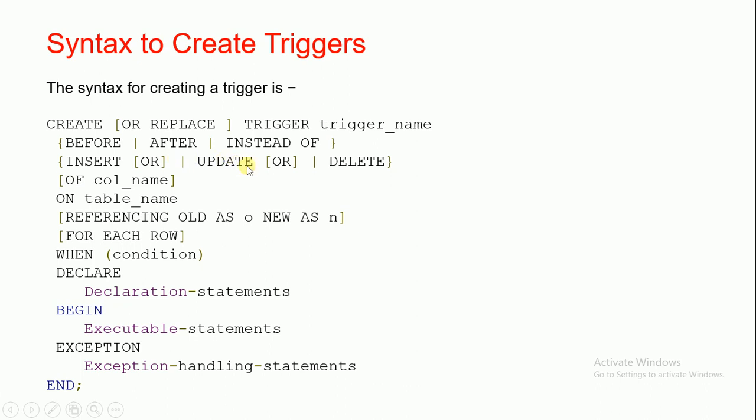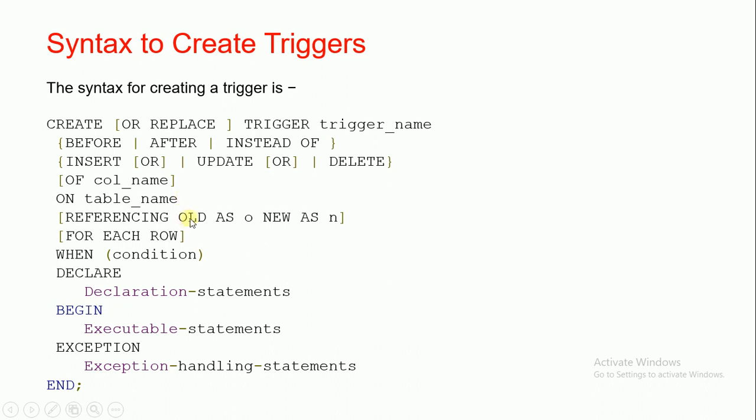BEFORE, AFTER, INSTEAD OF: these decide when the trigger has to be executed. INSERT, UPDATE and DELETE are the events. That means when these events are executed, then the trigger is going to execute. Then on which column the trigger has to take effect, that is the column name. On which table the trigger has to execute, the table name.